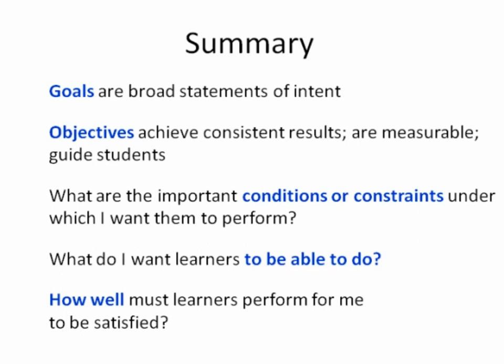Objectives help to achieve consistent results. If they're well written, there may be no questions on what the students have to do. Now, whether they all can perform equally is another thing. All students learn a little bit differently. They all have different skill sets. Some are more confident than others. But objectives are measurable, and they help guide students to do what they should do. Ask yourself what conditions or constraints the students will need in order to perform the objective. And then finally, how well must they perform for you to be satisfied? That's related then to your degree or your criterion.